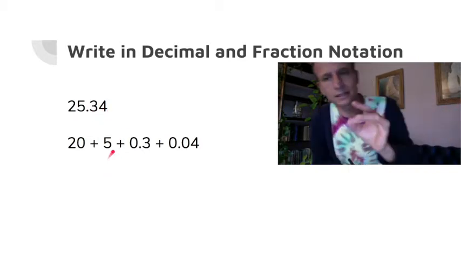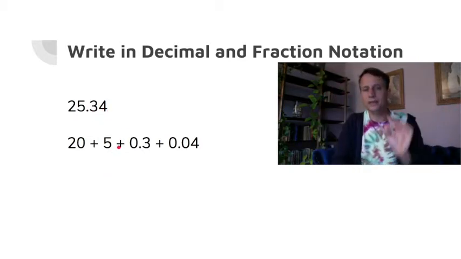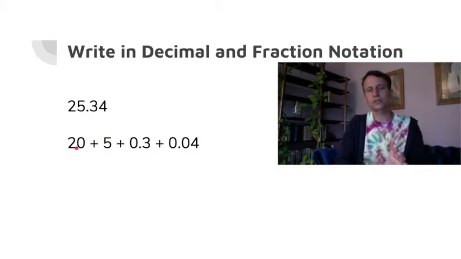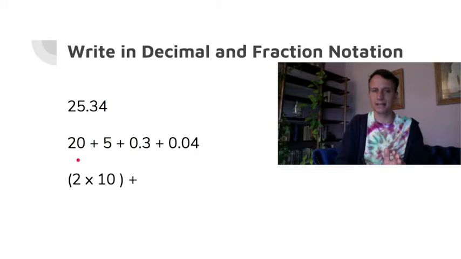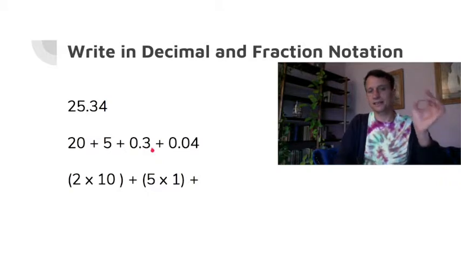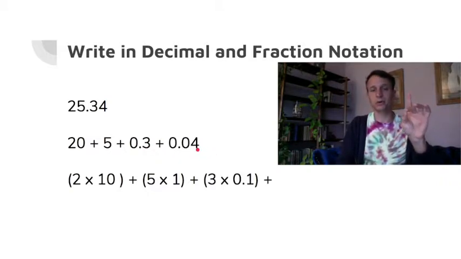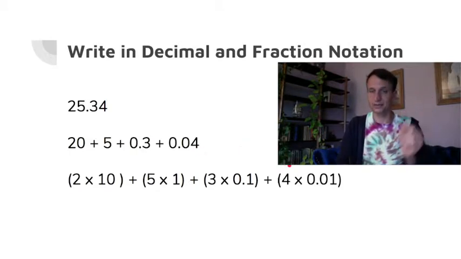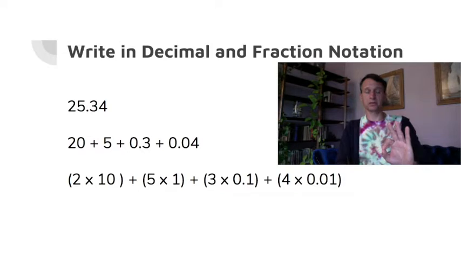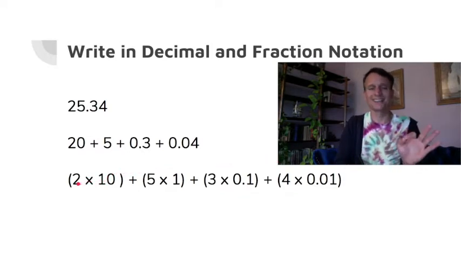Now let's do that in the expanded form with multiplication. So 20 is 2 times 10. 5 is 5 times 1. 3/10 is 3 times 1/10. And 4 hundredths is 4 times 1/100. Okay, so this looks familiar. Remember how this works? Don't worry, we'll do a few of these.